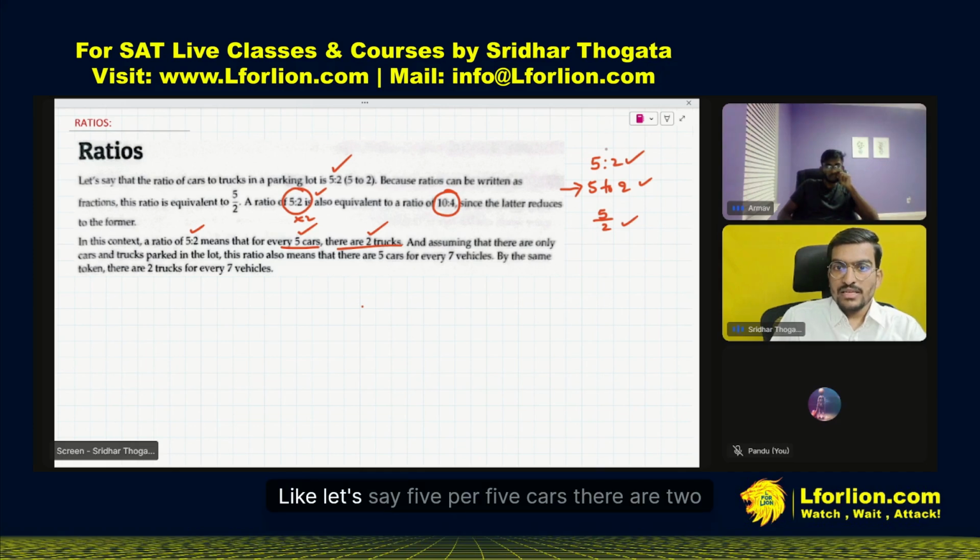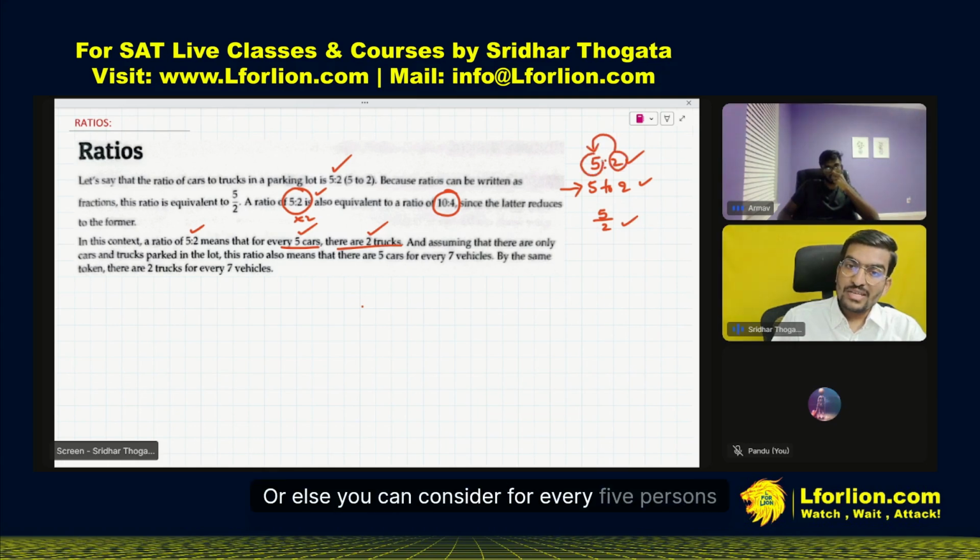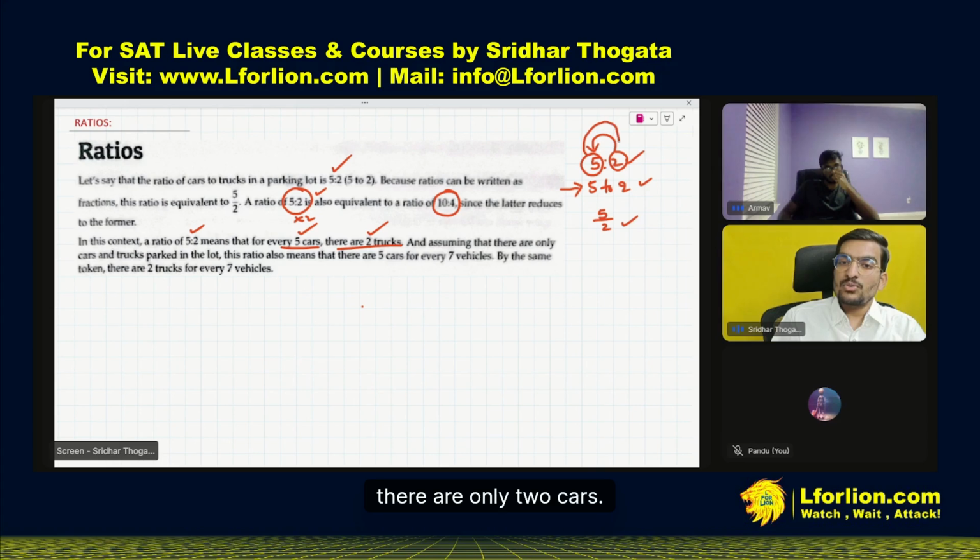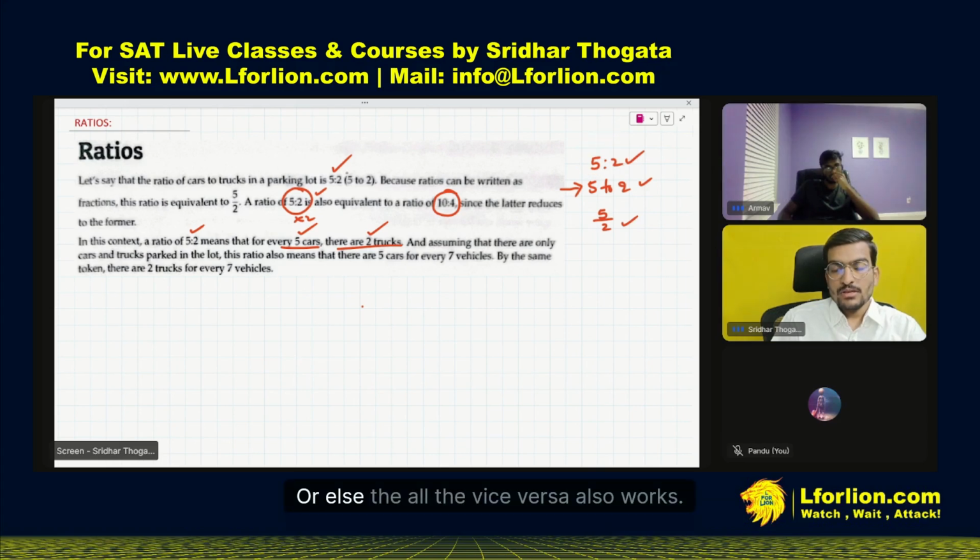Like, let's say for every 5 cars there are 2 persons, or for every 2 persons there are 5 cars, or you can consider for every 5 persons there are only 2 cars. Got it? Or else the vice versa also works. I don't want to go too deep.